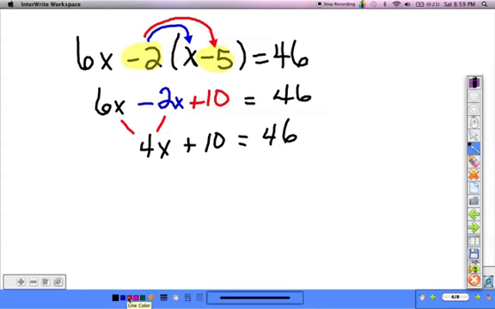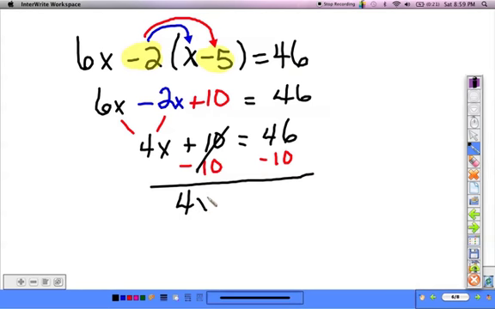Now I have a two-step equation. The opposite of plus 10, minus 10. Or you can think in terms of positive 10 and negative 10. Either way, those additive inverses make 0. 46 minus 10 gives me 36. Signs are different, so I subtracted. Opposite of multiplying by a positive 4 is dividing by a positive 4, giving you a positive 1x and a positive 9.